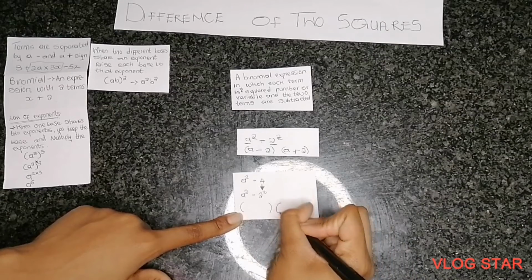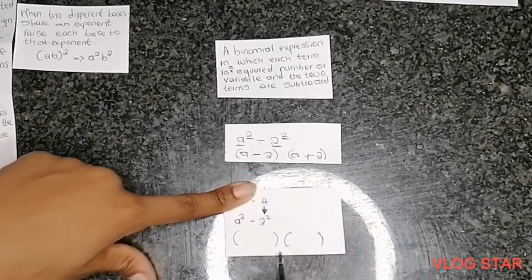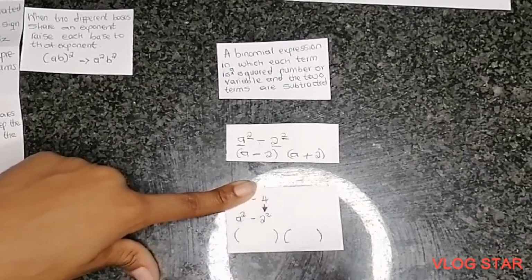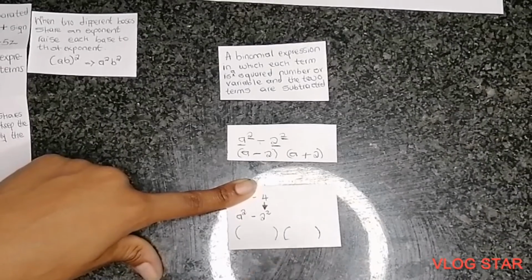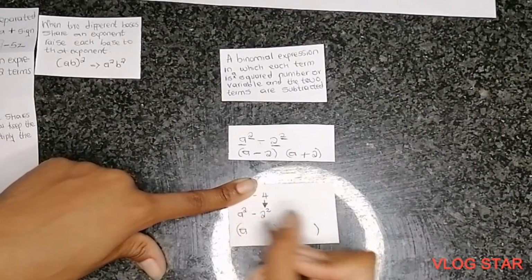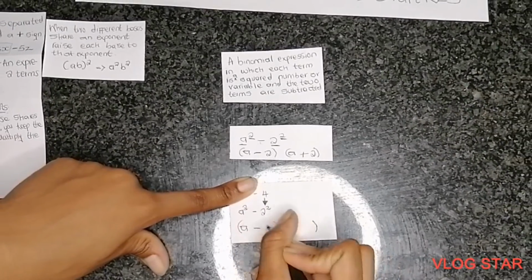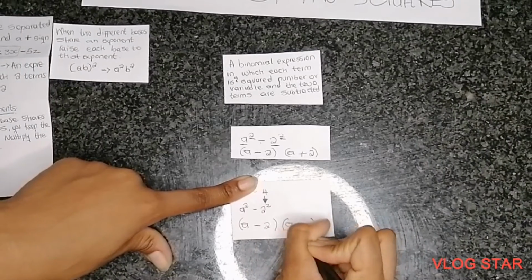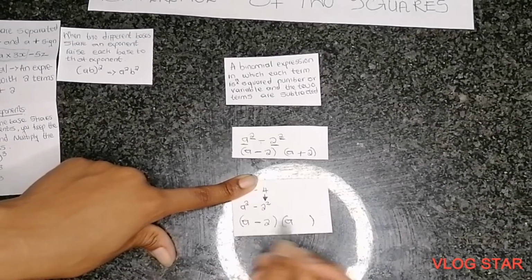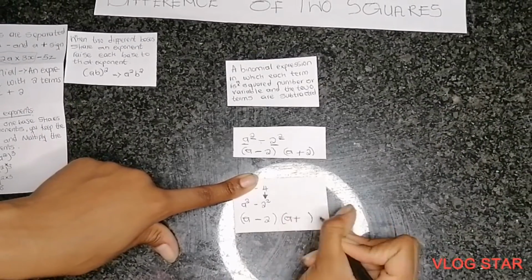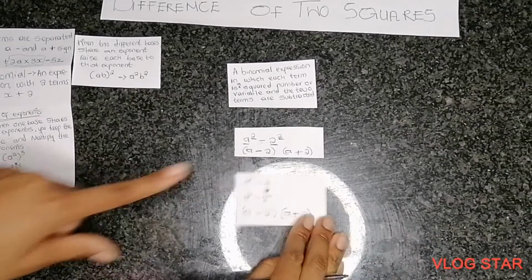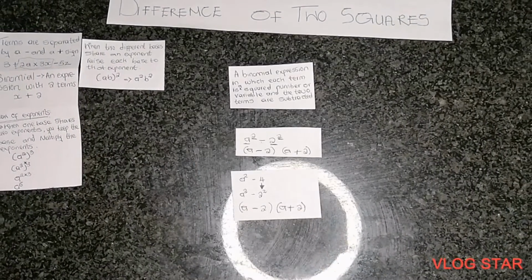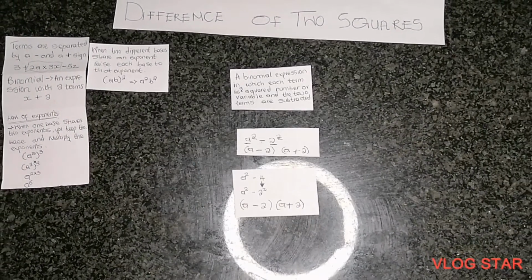You're going to have your two brackets. You're going to write the terms without the exponent 2: a, then minus 2. Then a, and you're going to put the opposite sign to this one, which is positive, and then plus 2. So you have factorized it using difference of two squares.